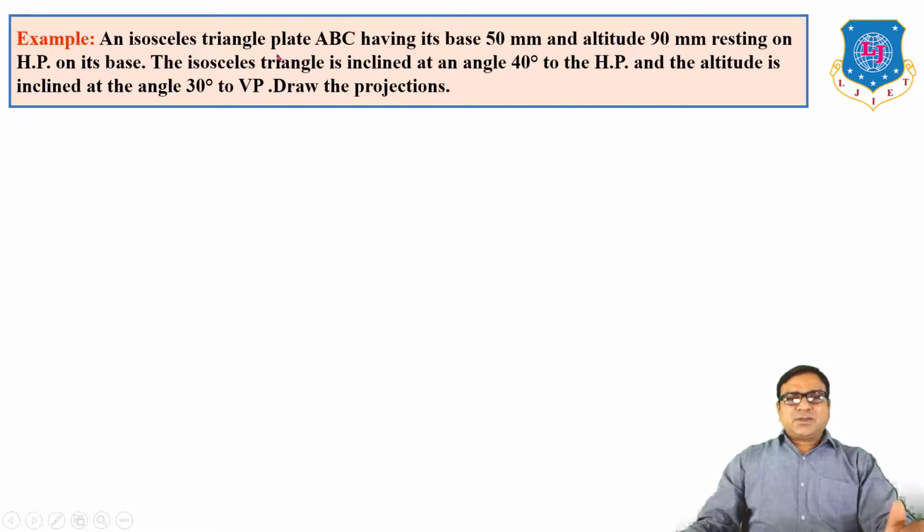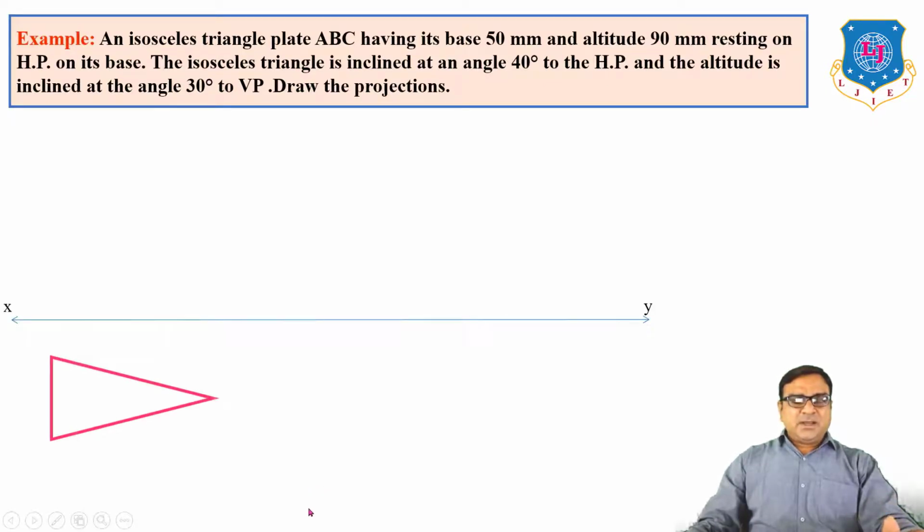An isosceles triangular plate ABC, having its base 50 mm and altitude 90 mm, is resting on HP on its base. The isosceles triangular plate is inclined at an angle of 40 degrees to HP. The altitude is inclined at 30 degrees to VP. Draw the projections. So draw XY.